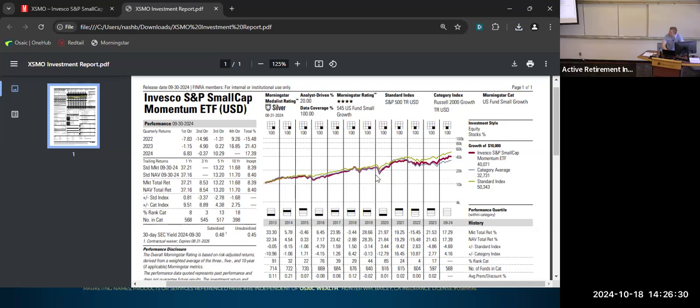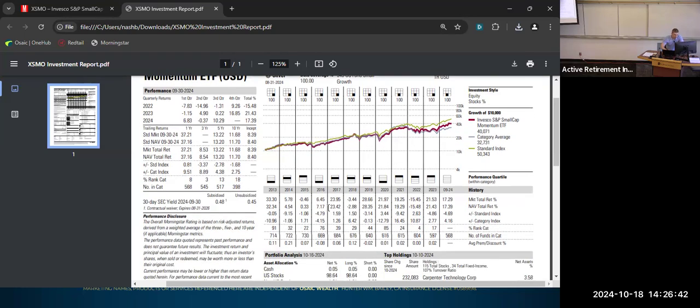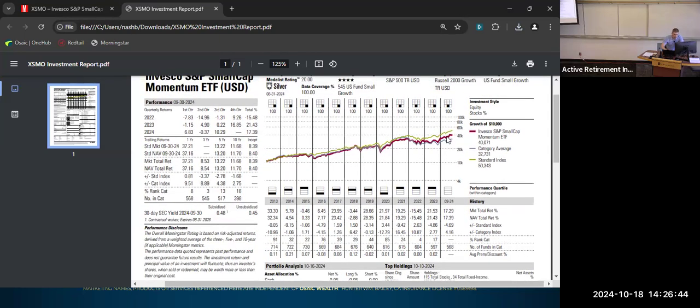So here you can see on this graph, you've got three different lines, one of them being our investment, one of them being the category average, which would be that Russell 2000 growth, and the standard index, which would be the S&P 500. So we can see the difference in the returns, where the standard index is sitting up here above for a little bit, and it does better at times.